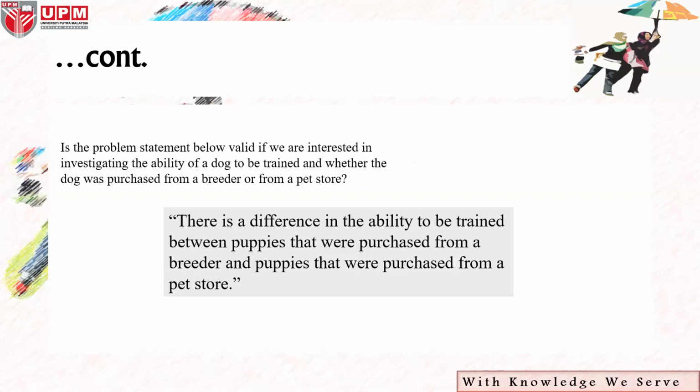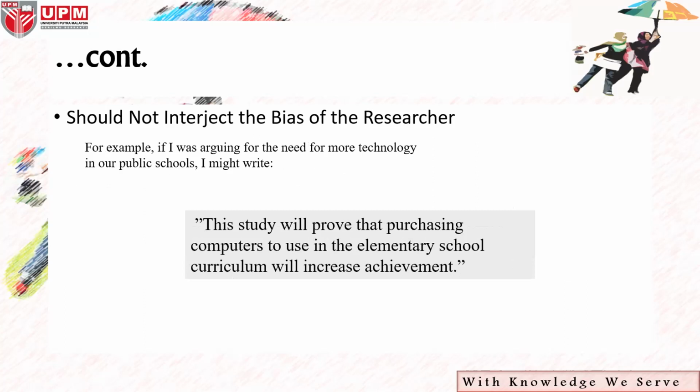Okay, so is the problem statement below valid if we are interested in investigating the ability of a dog to be trained and whether the dog was purchased from a breeder or from a pet store? For example, there is a difference in the ability to be trained between puppies that were purchased from a breeder and puppies that were purchased from a pet store. So ini pun boleh dikatakan a clear gap lah. Ada beza.